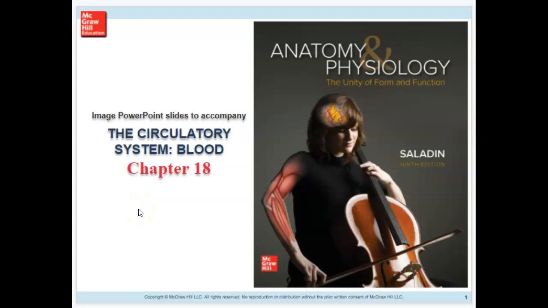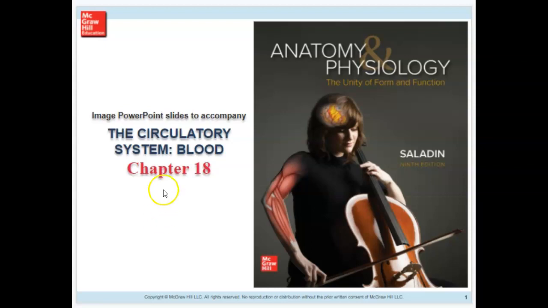Hello guys, today we're going to be talking about the circulatory system, specifically about blood. This is chapter 18. As I just said, the circulatory system consists of the heart, the blood vessels, and blood. And for the cardiovascular system instead, we have only the heart and the blood vessels.